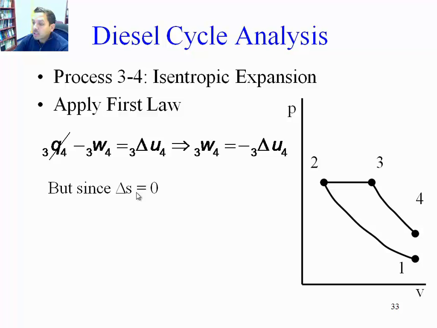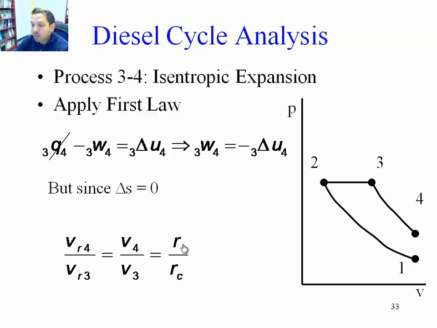But since delta S is equal to 0, we can relate the volume 4 to volume 3 to the temperature 4 and the temperature 3 through the VRs. Now, V4 over V3 is no longer the compression ratio. It's a ratio, but it's less than the compression ratio. The compression ratio is V1 over V2. V4 over V3 is exactly the compression ratio divided by the cutoff ratio, RC.